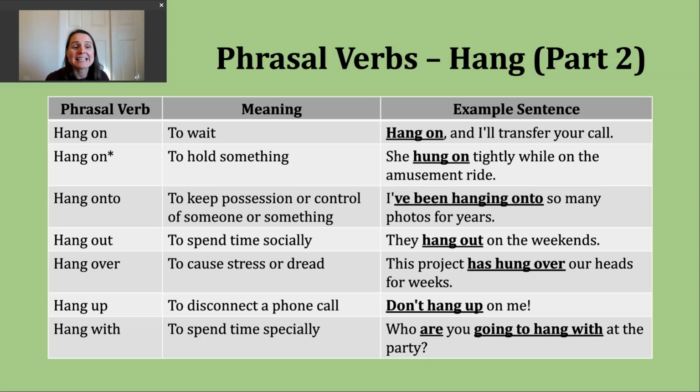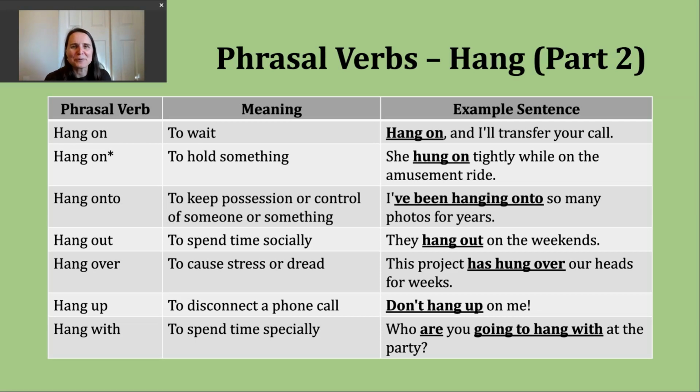The next phrasal verb we'll look at is hang on to. This means to keep possession or control, either of someone or something. An example of this: I've been hanging on to so many photos for years, right? So they're in my possession. I'm not sharing them with others. I am keeping control of them. Another way you might hear this used is at work. Supervisors, managers, even companies will talk about hanging on to good employees, right? They want to keep them employed, they don't want to lose them to another place of business.